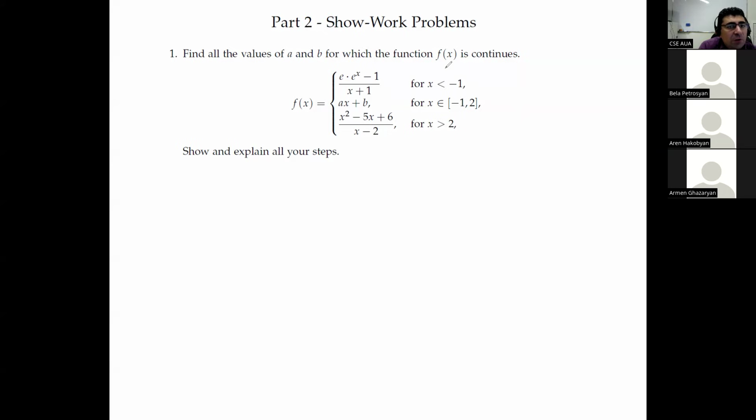Find values of a and b for which function f is continuous, and to check continuity of function, we have to consider sided limits. To get continuous function, we have to consider limits from sides, in particular left-hand side of -1 of f(x) is the limit of e times e^x minus 1 divided by x plus 1, x tends to -1.